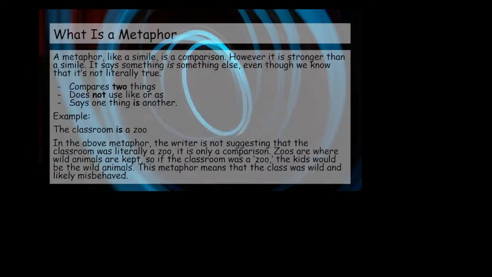What is a metaphor? A metaphor is similar to a simile. It's like a simile, except it's stronger than a simile. They're both ways of comparing things. However, similes compare using the words like or as. It says that something is like another thing. However, metaphors say that it is literally something else, even though we know that it's not actually true. All in all, metaphors compare two things, and do not use the word like or as. It says one thing is another.